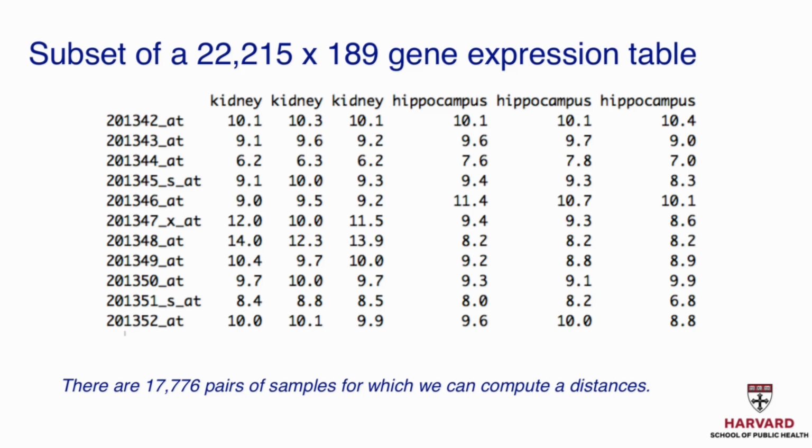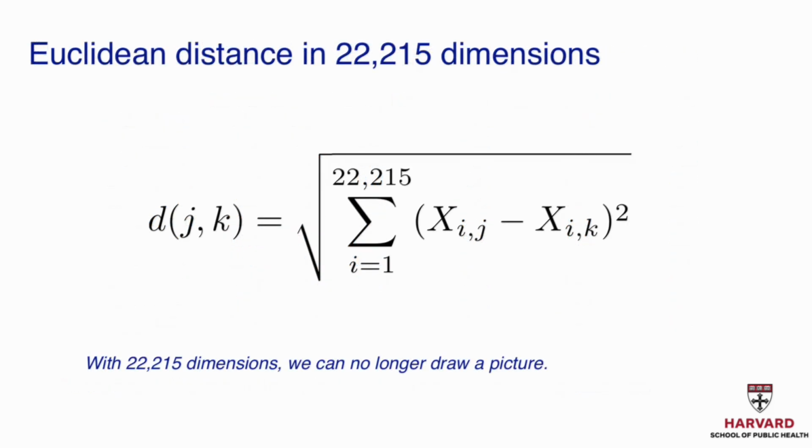So now we are in 22,215 dimensions. We can't make a picture of that, obviously. We can make a picture of 2, 3, but past that it's quite difficult. But we can still define distance. And mathematically, it's quite simple. All you do is you apply the same formula, but now instead of adding 2 dimensions, you add all of them. So here's the formula for the distance between sample J and sample K, the Euclidean distance.